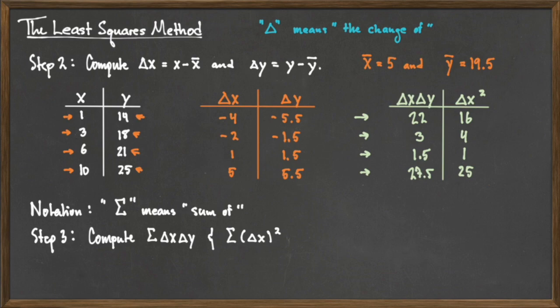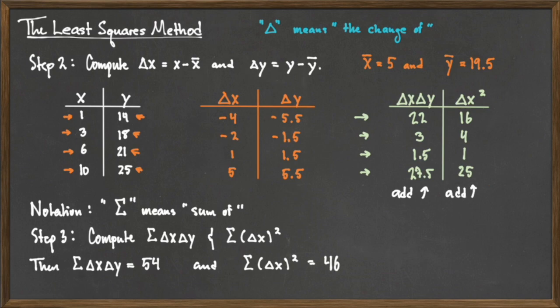Everything in the delta x, delta y column, all I'm doing is just going through each row and multiplying those values. So 4 times negative 5.5 is what's giving me 22. Negative 2 times negative 1.5 is giving me 3, and so on. And the same thing applies for all of my delta x squared values. Now to compute these sums, I'll just take the sum of that left column, which is going to give me 54, and the sum of that right column, which is going to give me 46. So there you go. I have my sum of delta x, delta y, which is 54, and my sum of delta x squared values, which is 46.